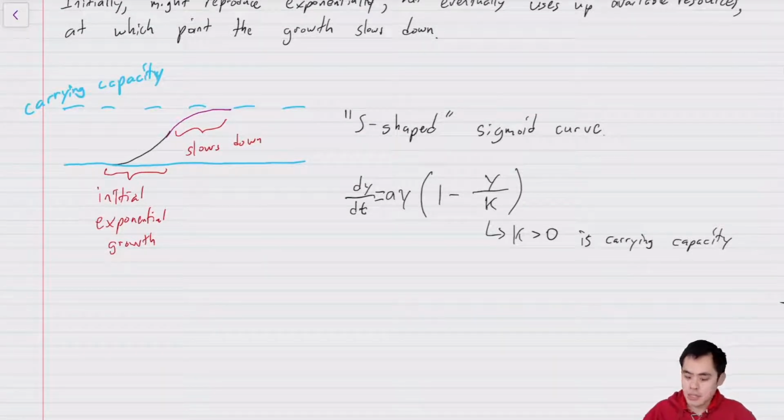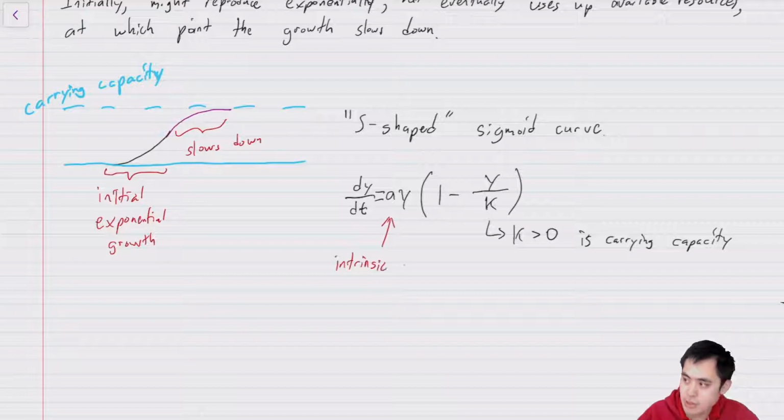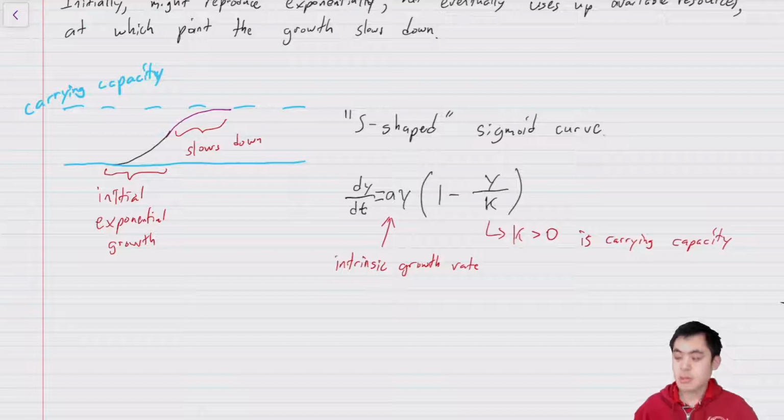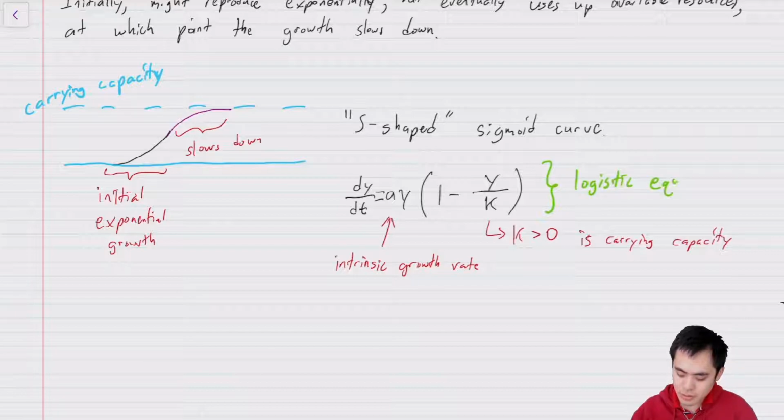Okay, so this is what we call the intrinsic growth rate. Let's put this in red just to match everything else. Okay, so we have the carrying capacity, and so this is the logistic equation. It's a differential equation, which some of you might have seen before, especially if you've taken any sort of modeling or ecology class.